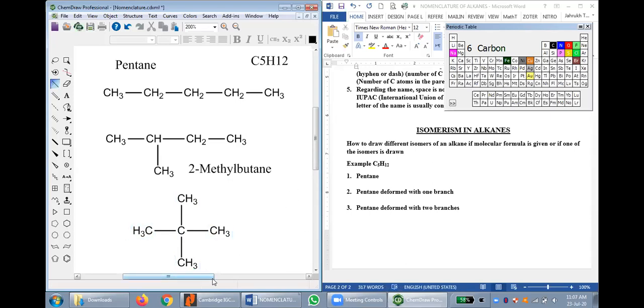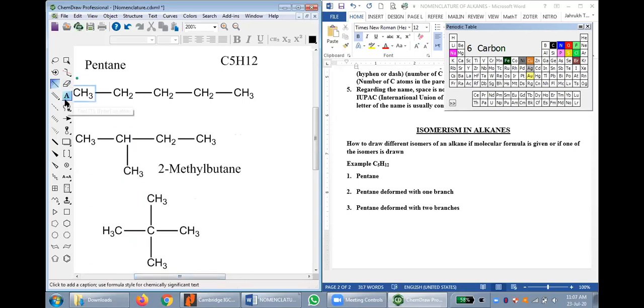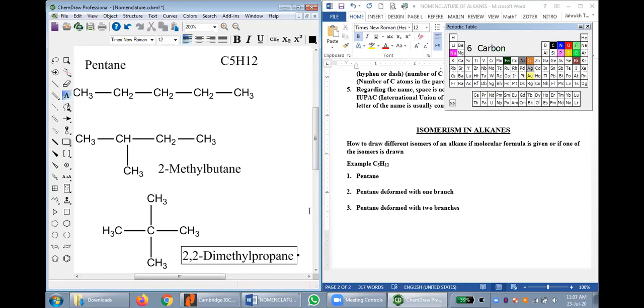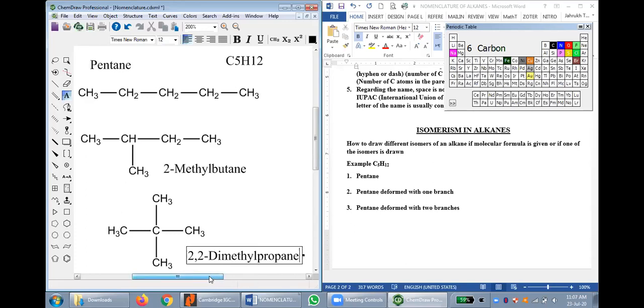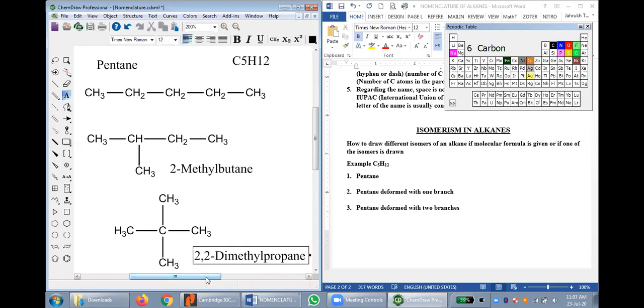How about this one? The name for this structure is beyond the requirements of your syllabus, but still, I'm going to quote it for you. Don't try to go for how to name these because that's still way beyond the requirements of your syllabus, but still I'm going to quote it over here. How about this one? Take a look.